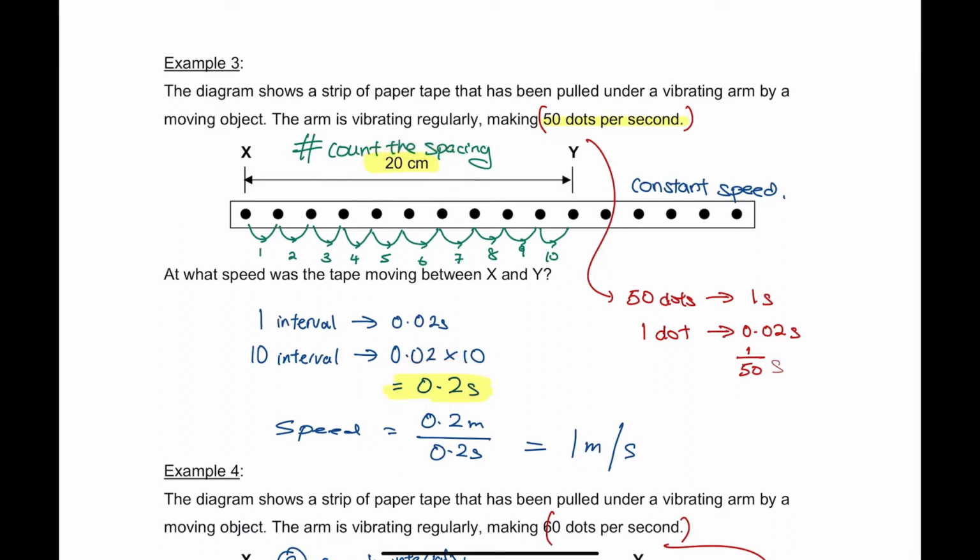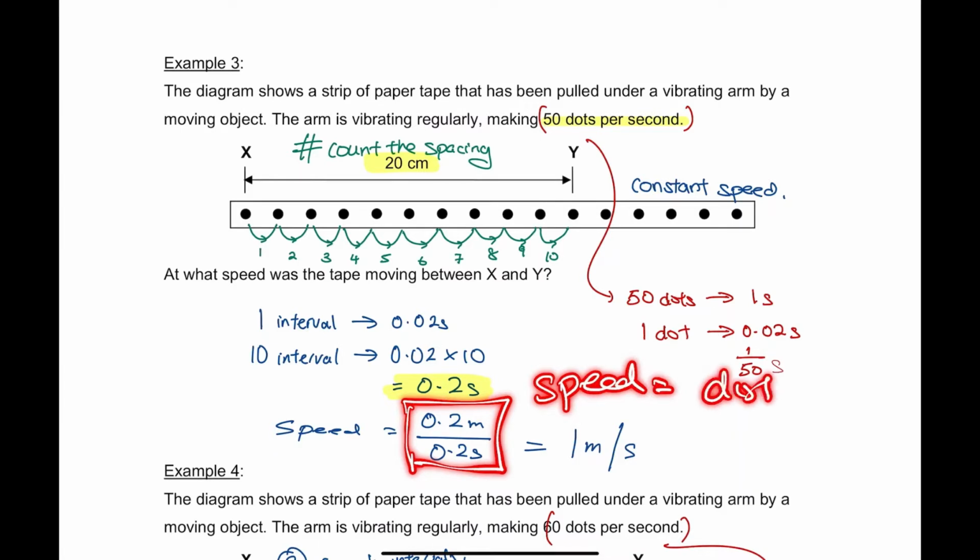We also need to convert the 20 centimeter into meter. It gives us 0.2 over 0.2, which gives us 1 meter per second. The reason we're able to do this is because speed is equal to distance over time. So that's how we are able to calculate the speed of the ticker tape.